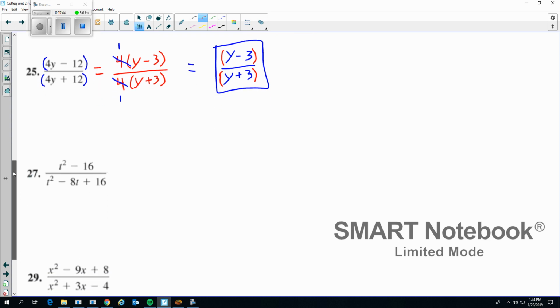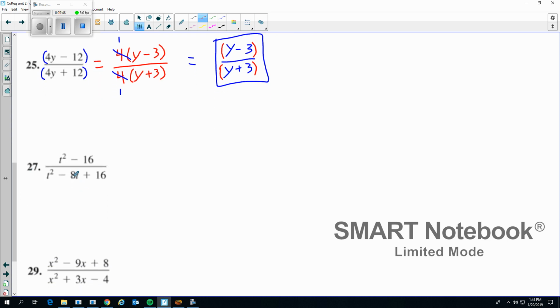Okay. So as we move forward, it's just going to be more of the same. We're just going to factor, and then after we factor, a lot of the stuff is going to cancel out, and then whatever's left behind, we're just going to write it. So if you look at our next one here, you have the difference of 2 squares because this is the same thing as t squared minus 4 squared. So we can factor the top into t plus 4 and t minus 4.